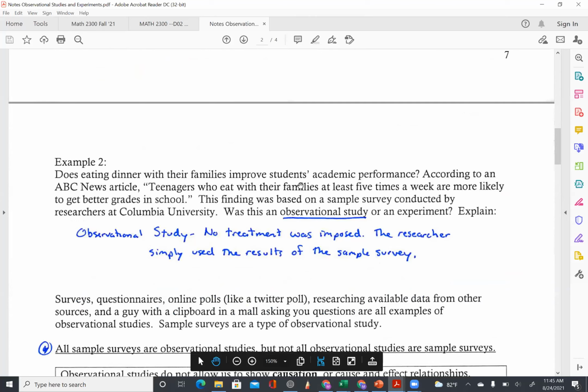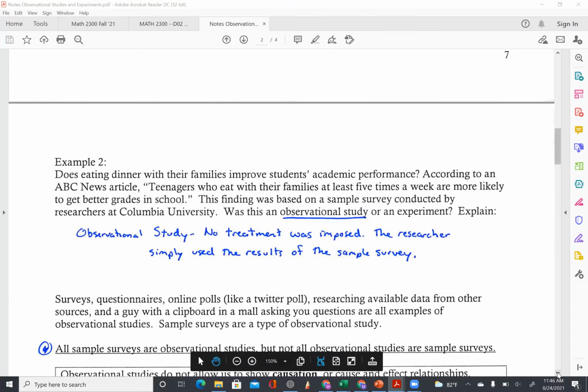Does eating dinner with their families improve students' academic performance? So this is the research question. According to an ABC News article, teenagers who eat with their families at least 5 times a week are more likely to get better grades in school. This finding was based on a sample survey conducted by researchers at Columbia University. Was this an observational study or experiment? What do you think? Yes, it is observational because they didn't do any experiment. They didn't influence the students. The researchers do not have any influence on the academic performance of the students, right? They just observed the academic performance of the teenagers. So this is an observational study.